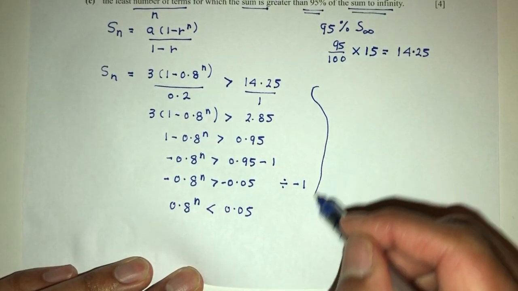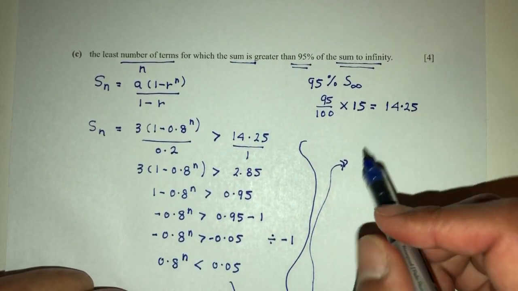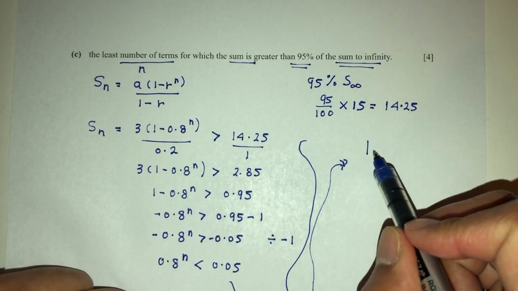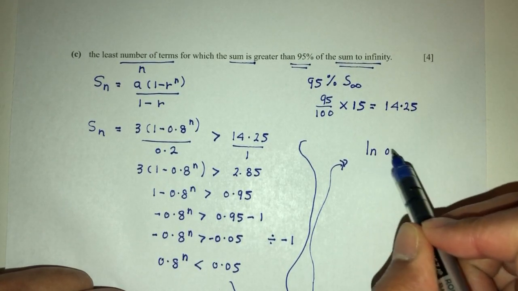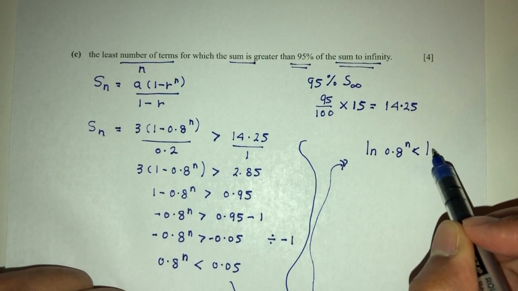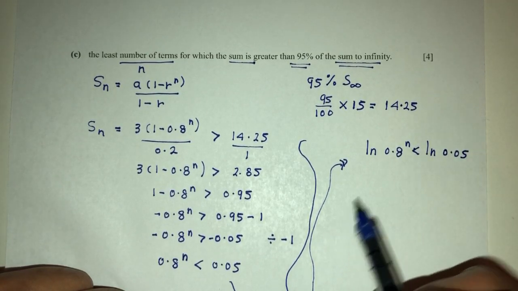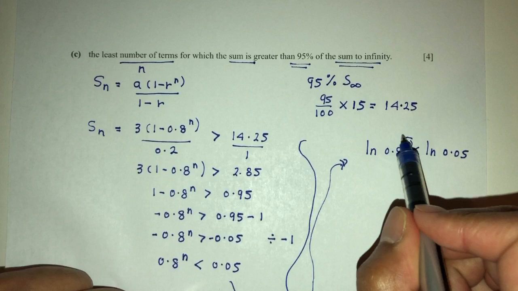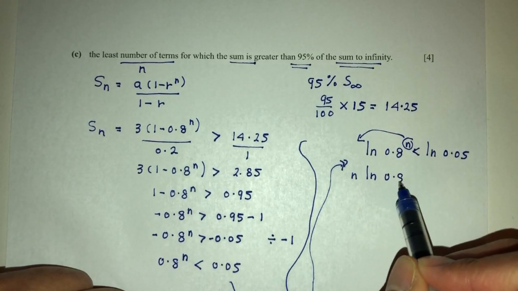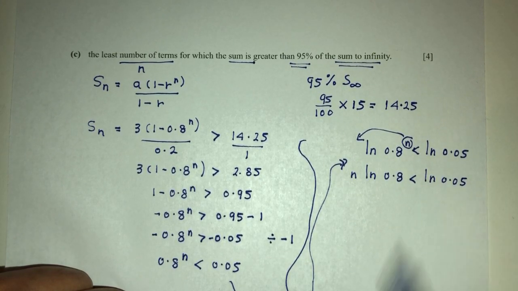Okay, so now let's continue on this side. To find the value of n, I have to take log on both sides. So let me take ln, or log if you want to. ln of 0.8 to the power n is less than ln of 0.05. Okay, now n will come here. You have n ln of 0.8 has to be less than ln of 0.05.